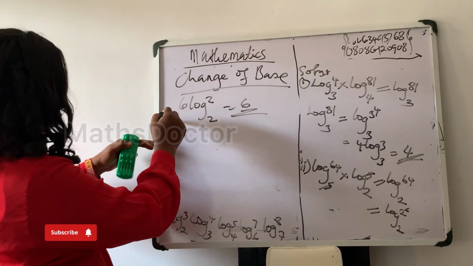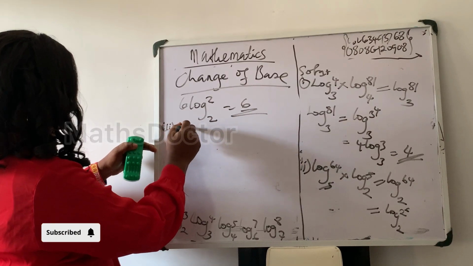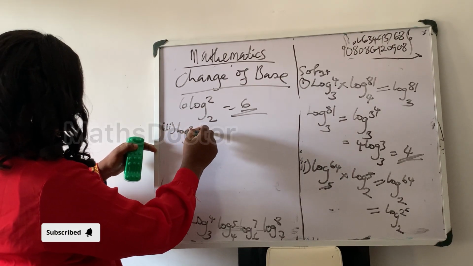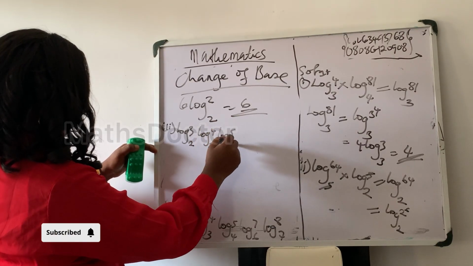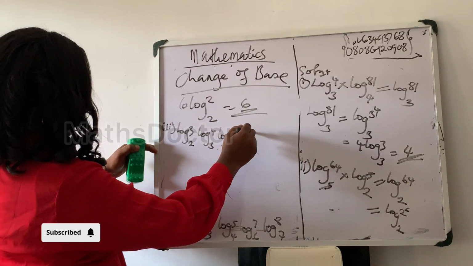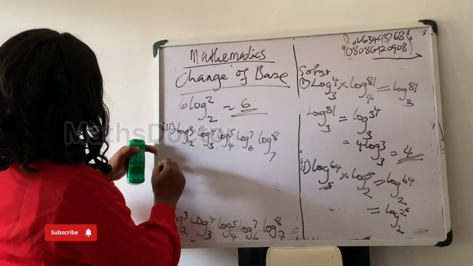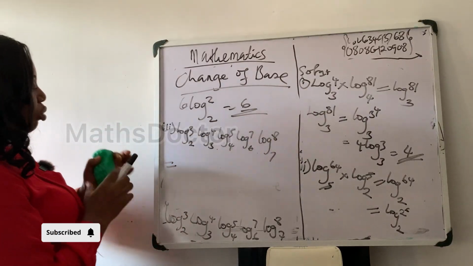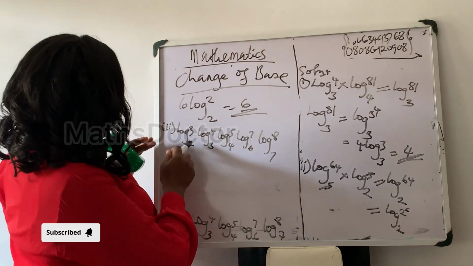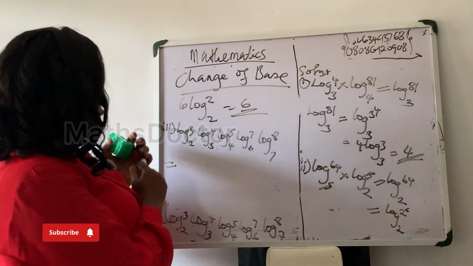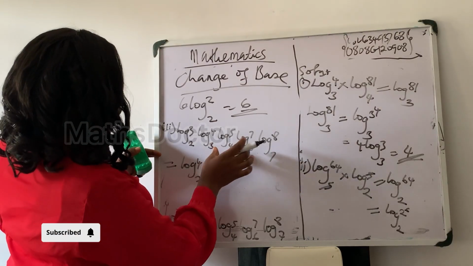Now, the last one. Just know the rule. The last one we have log 3 to base 2, log 4 to base 3, log 5 to base 4, and so on. You pick them in twos. If you pick the first two, you can see 3 here and 3 here. So you now adopt log 4 to base 2. You pick the next two.